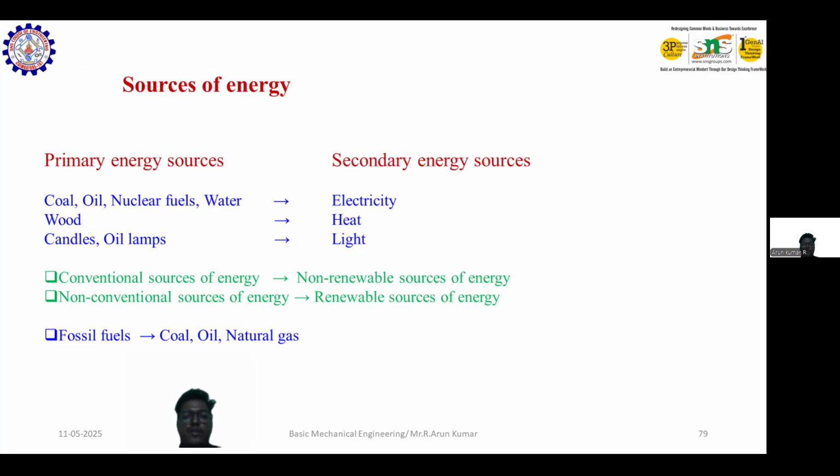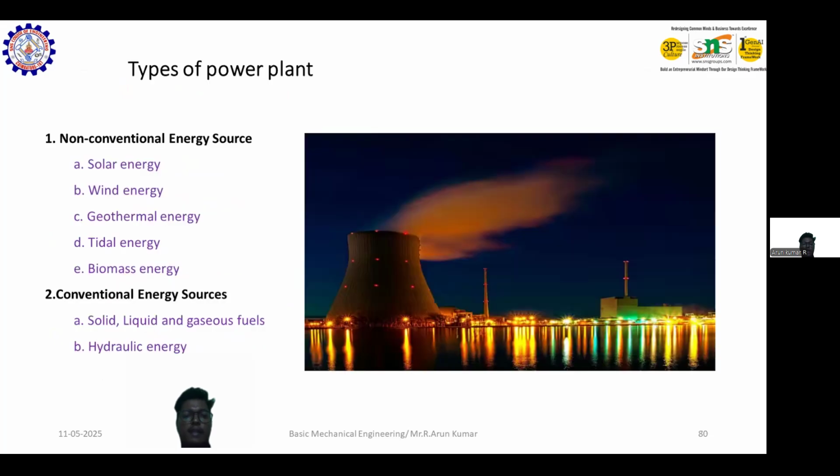Also, fossil fuel, whose main sources are coal, oil, and natural gas, is a main primary source. This source can be converted into a secondary energy source, from one form to another form. Now I will discuss in detail the meaning of non-conventional and conventional energy sources. Non-conventional energy sources are solar energy, wind energy, geothermal energy, tidal energy, and biomass energy.